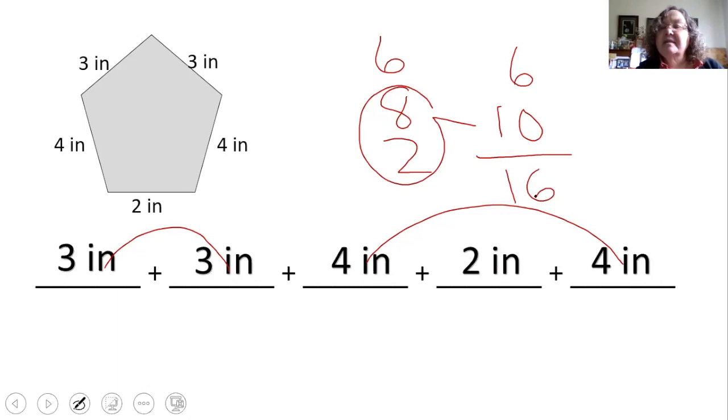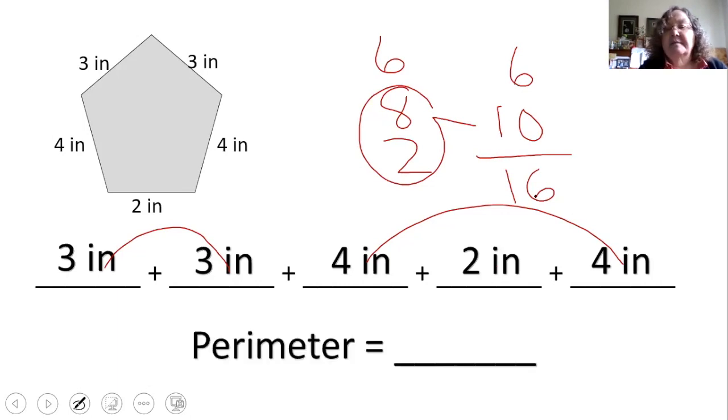So what would I say the perimeter is? I would say it's 16, but oops, I can't just say 16 because is it 16 oranges, 16 apples? No, it's 16 inches. So my answer always has to have the unit that I'm using.